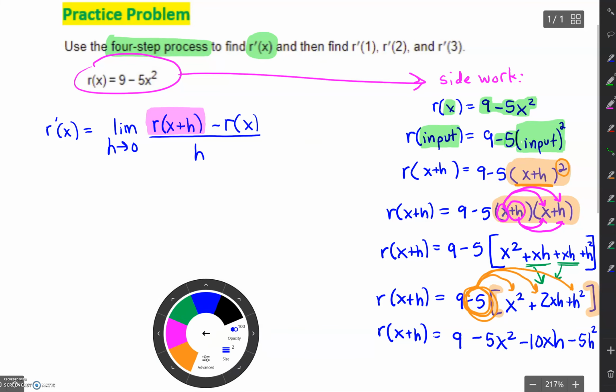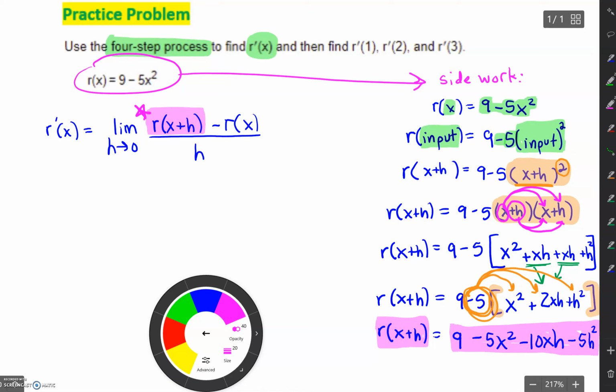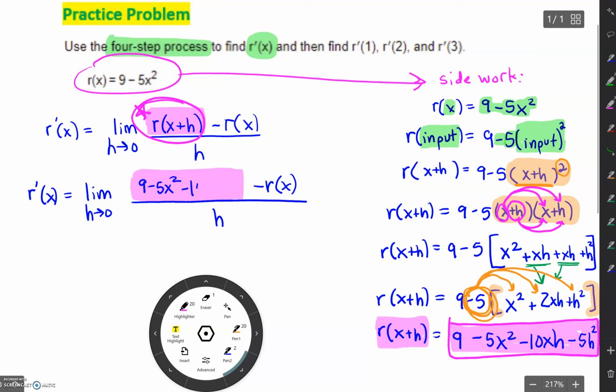So I'm going to come back up here to my difference quotient. And I know that r of x plus h is equivalent to these 4 terms. So I'm just going to replace the r of x plus h in my difference quotient with these 4 terms we got algebraically. Okay, so I'm replacing r of x plus h with 9 minus 5x squared minus 10xh minus 5h squared. Okay, now we still need to subtract r of x. That was our original function. So our original function, r of x, is equivalent to this binomial. So I'll replace the r of x with that binomial.